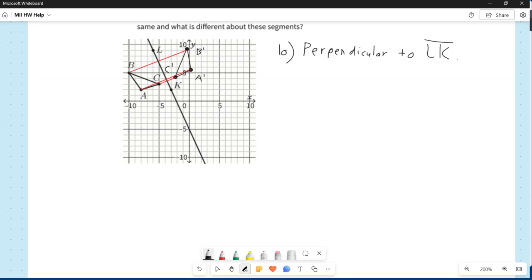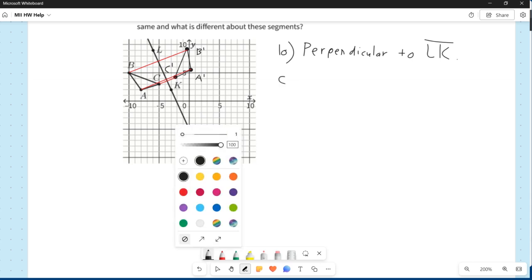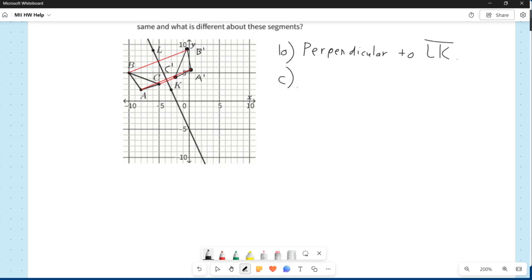All right. Part C. Compare line segments AB, BC, and CA, all of the different line segments in the original triangle, to A prime, B prime, B prime, C prime, and C prime, A prime. In other words, compare them to all of the line segments in our new triangle. What is the same and what is different about these segments? So for part C, the way that they are the same is that they are congruent.